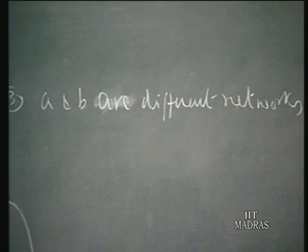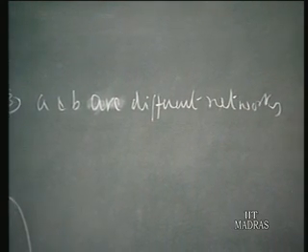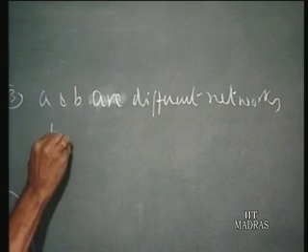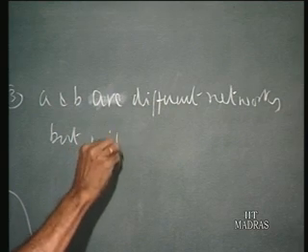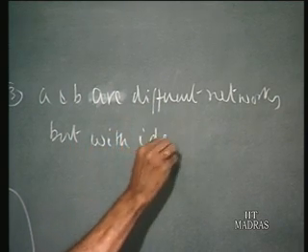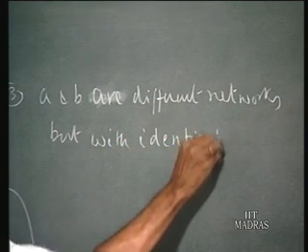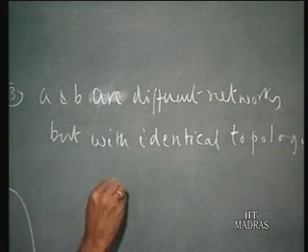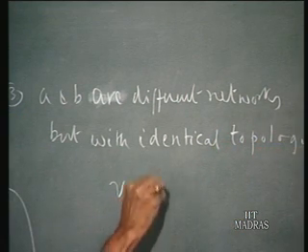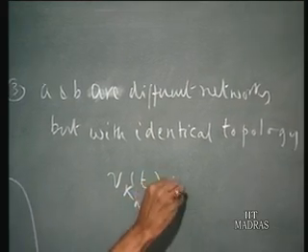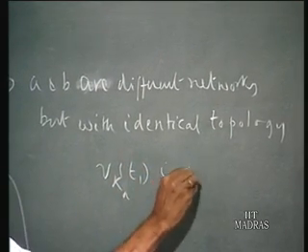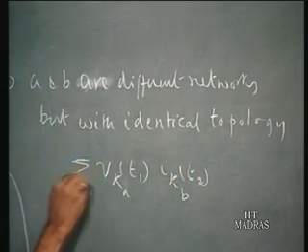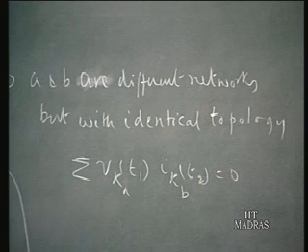These are different networks, but with identical topology. Then only this theorem will work. Then the sum of Vk at t1 multiplied by Ikb in general at t2, that is also 0. This is something surprising. In fact, we can even generalize this.